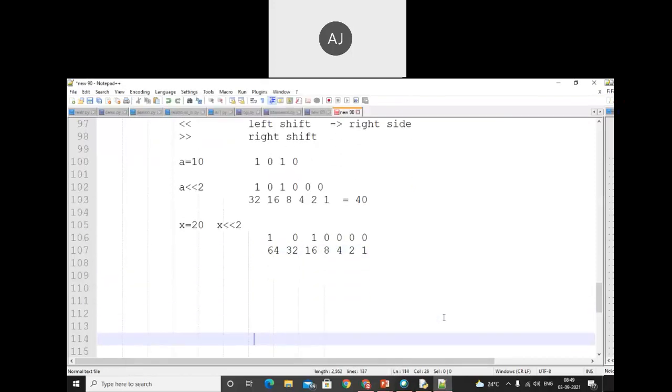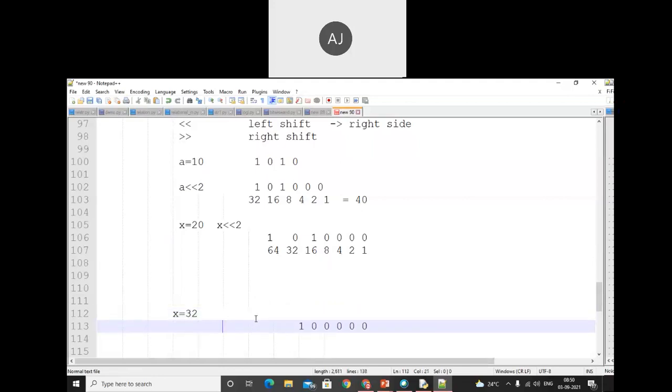Let's do one more example. Here I'm trying to use x = 40. This way we can use a simple value, 32. What will be the appropriate binary? So 1 0 0 0 0 0. This is the appropriate binary because 1, 2, 4, 8, 16 and 32. Here I will shift x by 1. I just want to shift 1 bit. So in that case, what should I do? I will add only 1 bit to the right side.